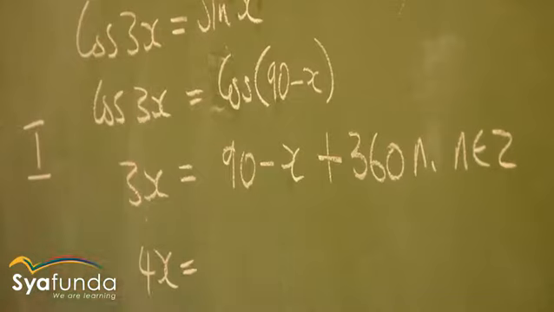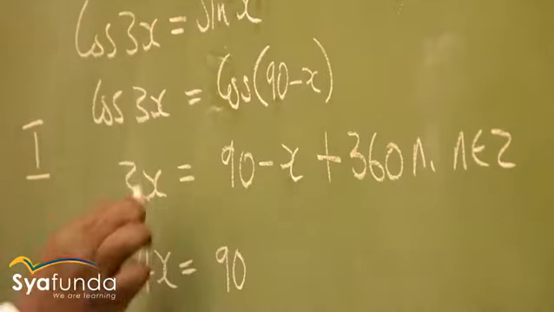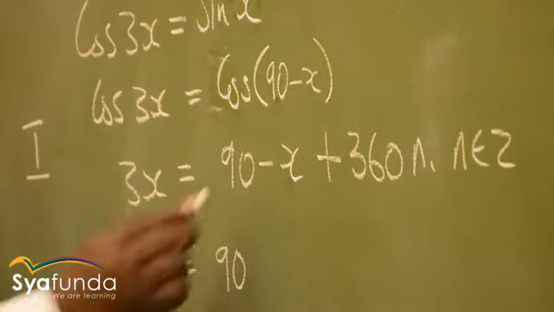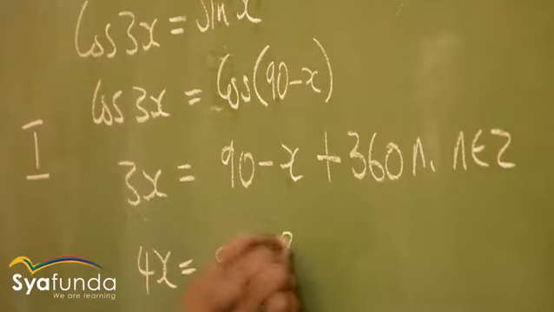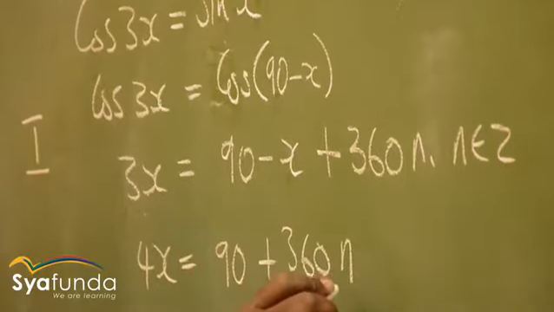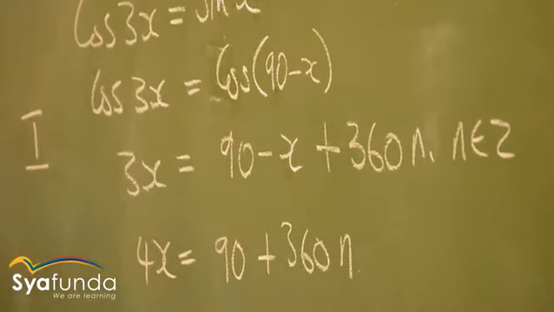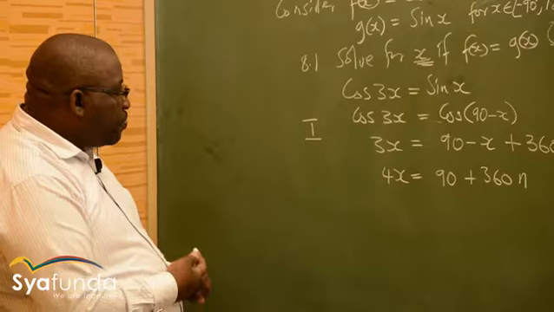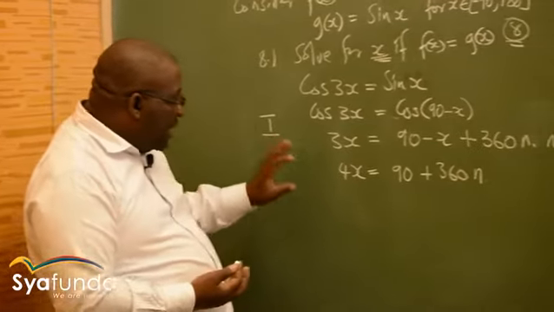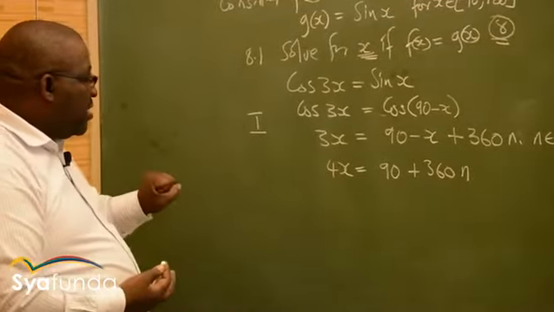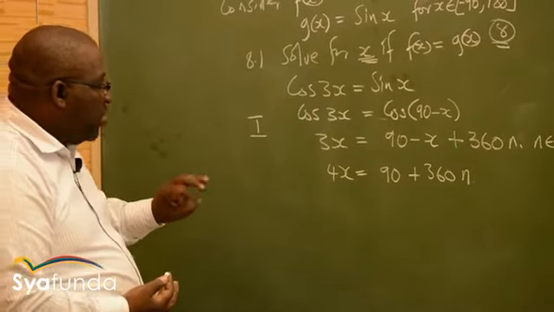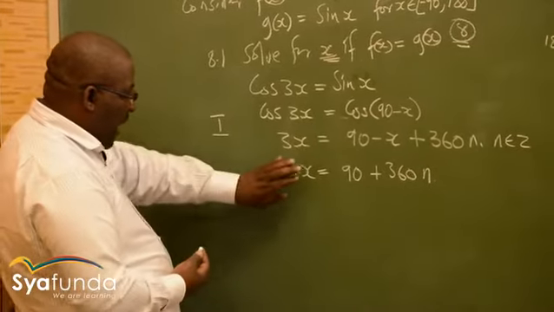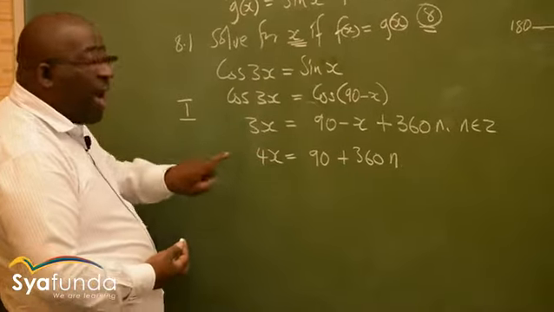4x will be equal to 90 plus, remember this x has gone this side, it was positive, we got 4x, this is 90 plus 360n, where n is an element of integers. Right, let's see what happens here now. This is important that we get into this stage. Now, look here. This is what I have. I've got to find x. How do I find x here?